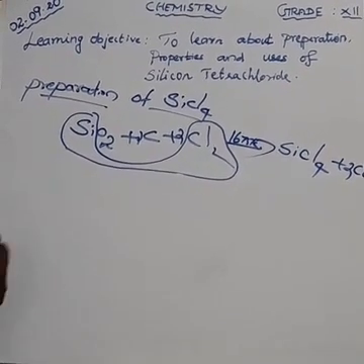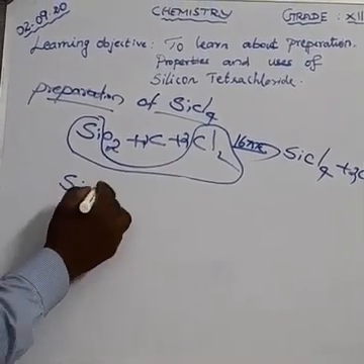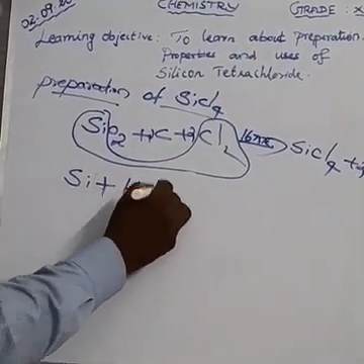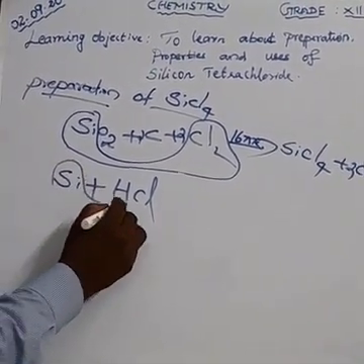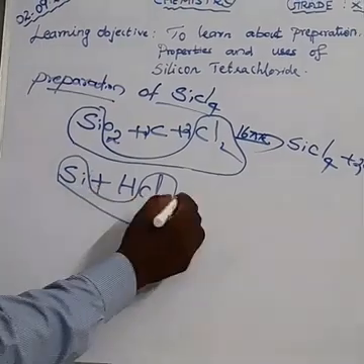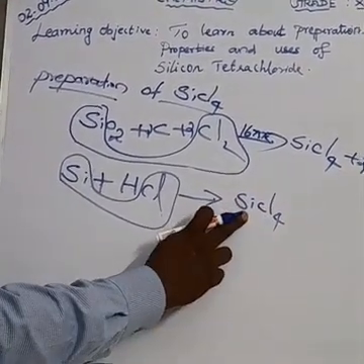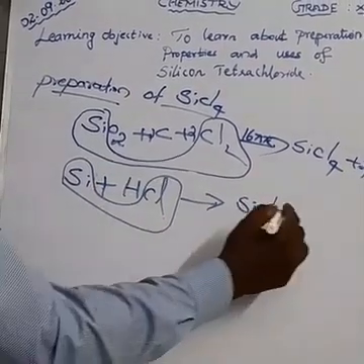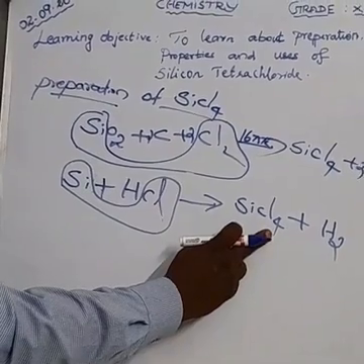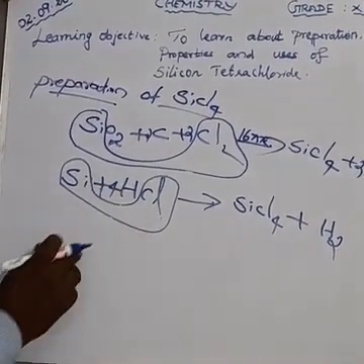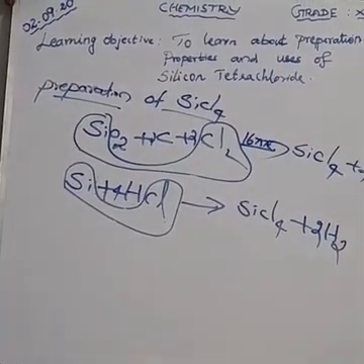The second one: silica reacts with hydrochloric acid, HCl. So this silica combines with Cl to form SiCl4, silicon tetrachloride, and hydrogen gas is evolved. How much chlorine is there? 4, so make it 4 here. How much hydrogen is there? 4, so make it 2 here. Now the equation is balanced.